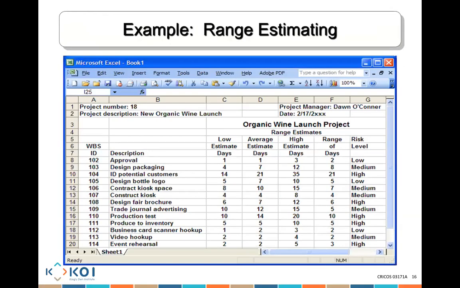I want you to look at this example. This example is giving you the low estimate, which is the optimistic estimate, the average estimate, and the high estimate, or otherwise the pessimistic estimate.